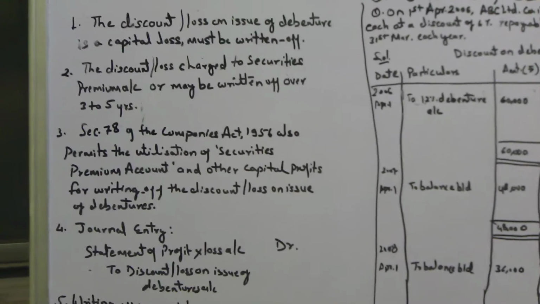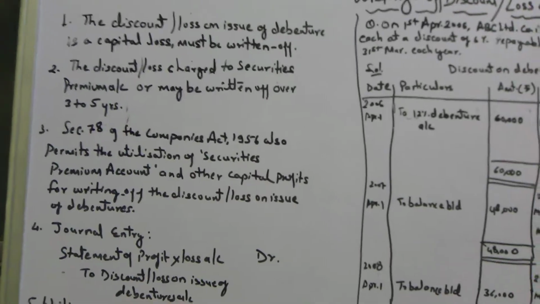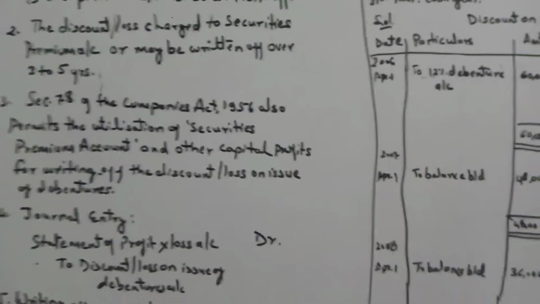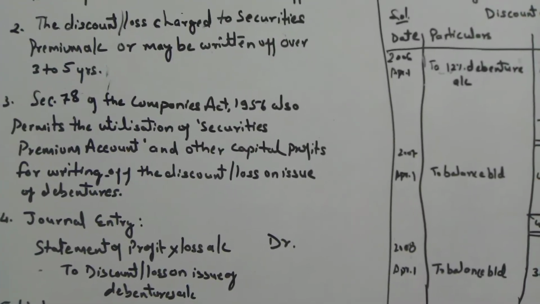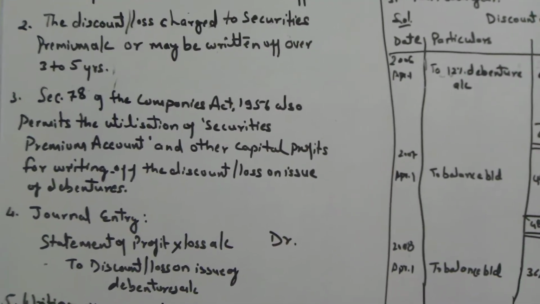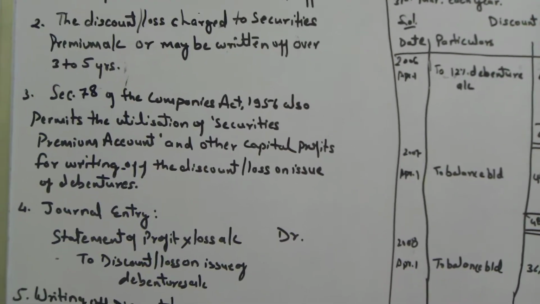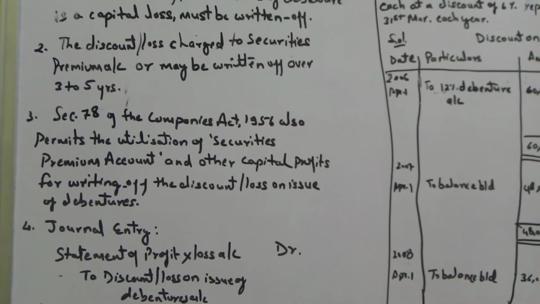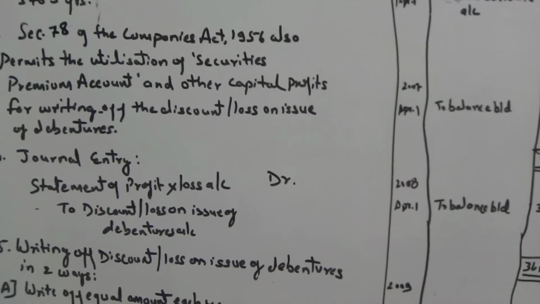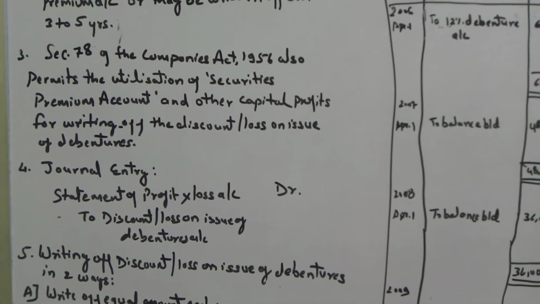So, Section 78 basically gives you the instruction how you will write off this loss. As per those rules, the securities premium account and other capital profits can be utilized for writing off this discount, which is a capital nature loss. Now, what journal entry do you have to pass? Statement of profit and loss account debited to discount or loss on issue of debentures.